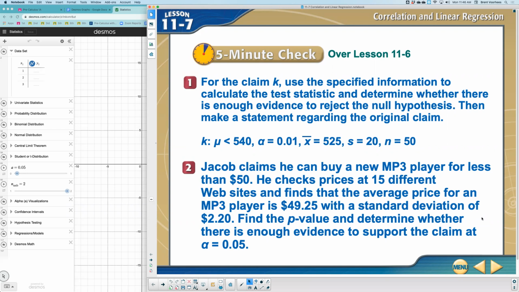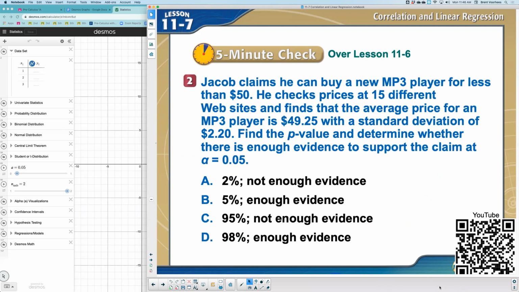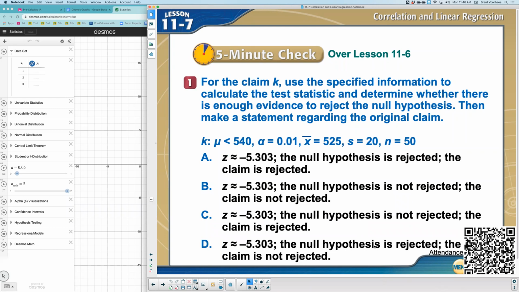So number one here says, for the claim K, use the specified information to calculate the test statistic and determine whether there is enough evidence to reject the null hypothesis. Then make a statement regarding the original claim. And so here's the claim K. It says the claim is that the mean is less than 540.